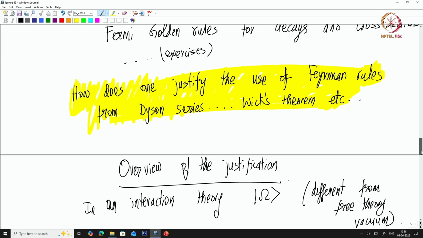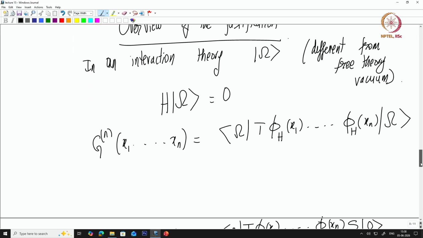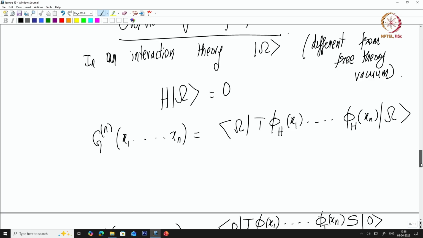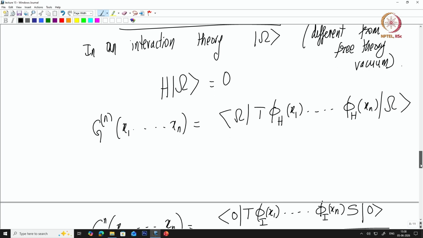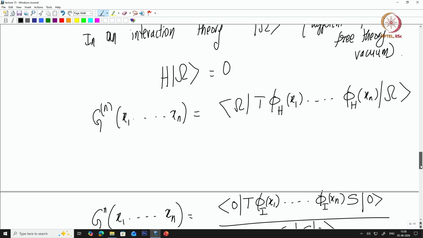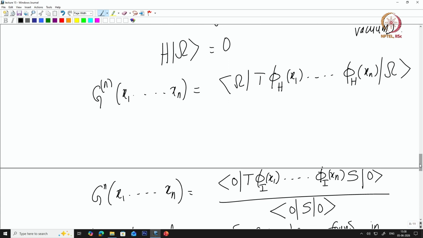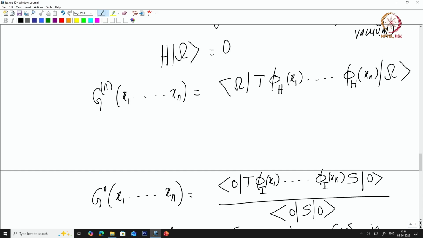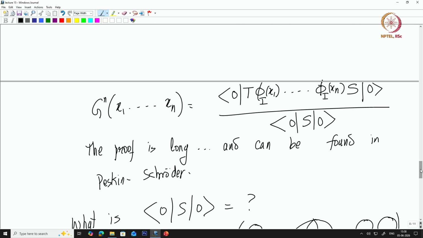To that, the main thing is calculating the vacuum of the interacting theory and normalizing the Hamiltonian such that the vacuum energy is set to 0 in the interacting theory, and then trying to calculate the Green's function in the interacting vacuum. And you can show that the Green's function in the interacting vacuum is nothing but the free vacuum time-ordered product of all these things times the S matrix element.